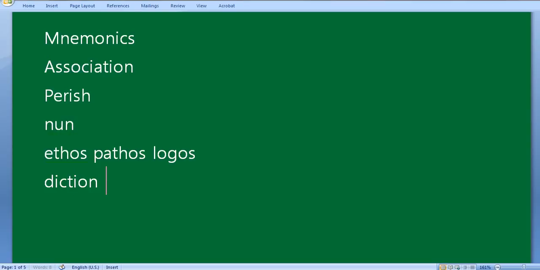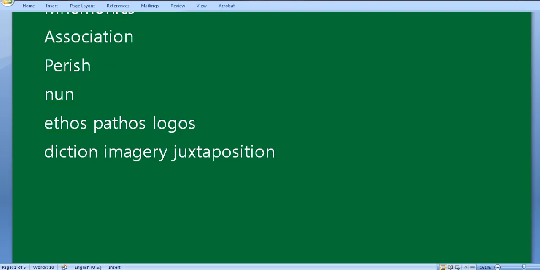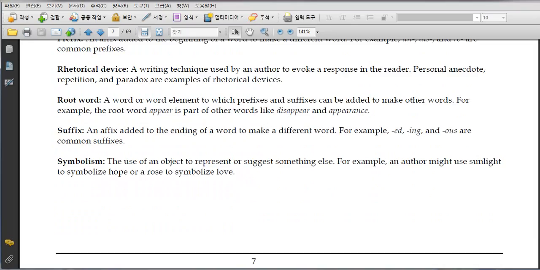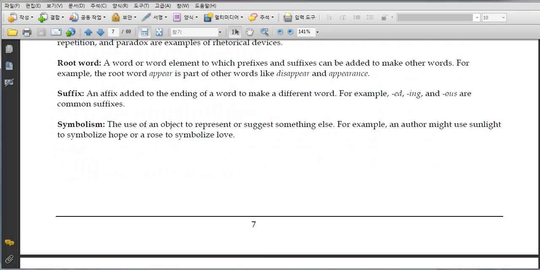Terms like diction, imagery, a rhetorical question, and juxtaposition. We're going to learn this and how to use it. How do I find it? And how do I put it together to write an essay? Very critical. And then root word, stem, I just talked about that, right? Suffix and symbolism. Symbolism means it symbolizes something, whatever that means.